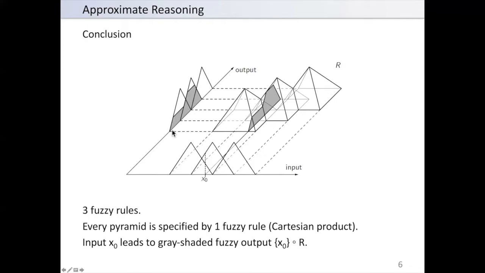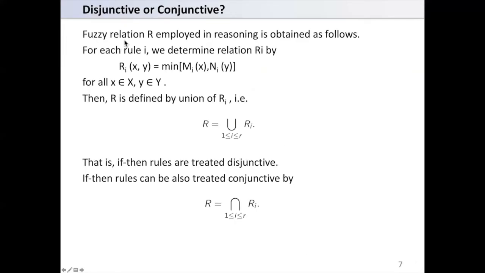Notice that this information is fuzzy. We have 3 fuzzy rules. Every pyramid is specified by one fuzzy rule, that is Cartesian product. Input x0 leads to gray shaded fuzzy output, which is x0 composition R. Fuzzy relation R employed in reasoning is obtained as follows.